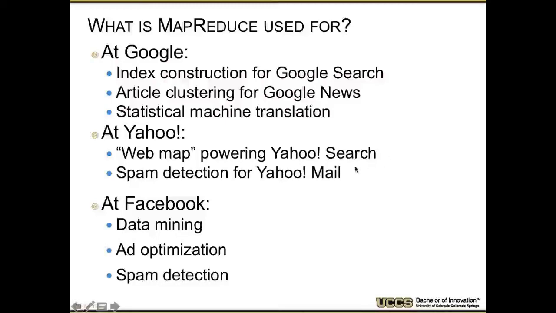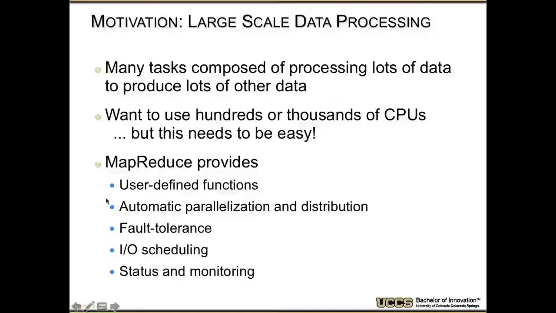So all of the stuff by doing Yahoo Search and Yahoo spam detection for Yahoo Mail, all of those are also in Hadoop. So Google obviously is not using it on AWS. I don't know if Yahoo's got their own internal for most of it, but Facebook, data mining, ad optimization, spam detection, all that stuff happens also using this kind of paradigm. And you'll see why, because it's pretty easy to do.